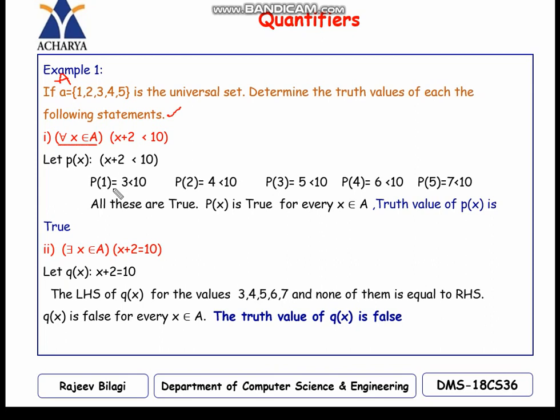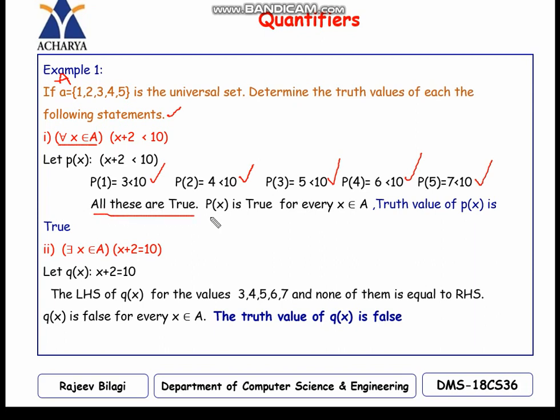Now I will find P of 1, that is 1 plus 2 is equal to 3, so the first statement is true. Second, x is equal to 2, then 2 plus 2 is 4, that is 4 is less than 10, that is also true. Third, if x is equal to 3, then 3 plus 2 is 5, that is also true. If x is equal to 4, then 4 plus 2 is equal to 6, also true. And the last one, x equal to 5, 5 plus 2 is 7, also true. That is, all these values are true.